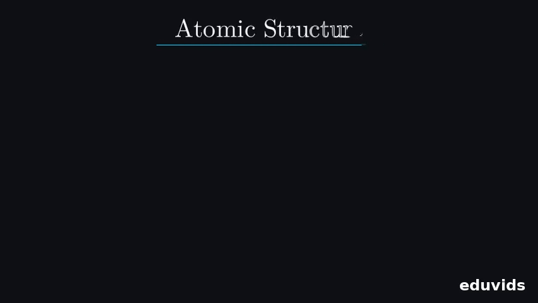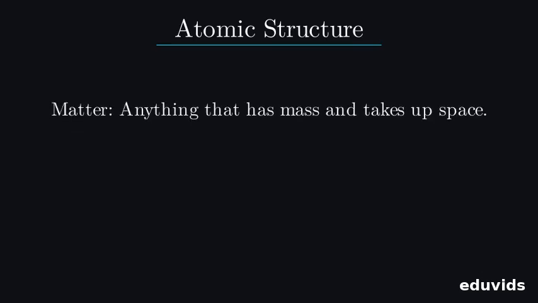Welcome to our Class 8 lesson on atomic structure. We will see how matter is built from tiny particles. Matter is anything that takes up space and has mass. The smallest unit of matter is called an atom.